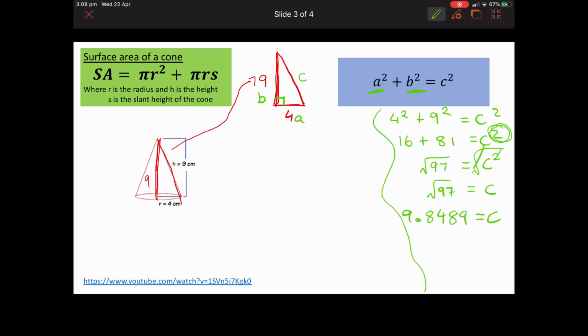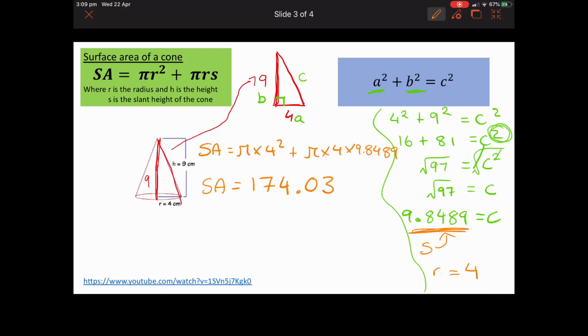Okay, so now I've figured out this bit over here. I'm going to come back and use this as my S. So S is this value and our R is 4. And now I can put those values directly into my formula. So pi times 4 times, am I going to fit it in? 9.8489. So my final answer for this is 174.03 centimeters squared. I've linked this down here as well.